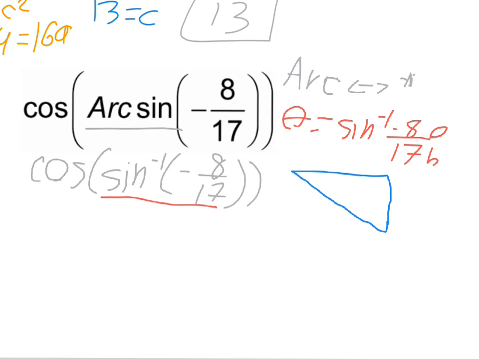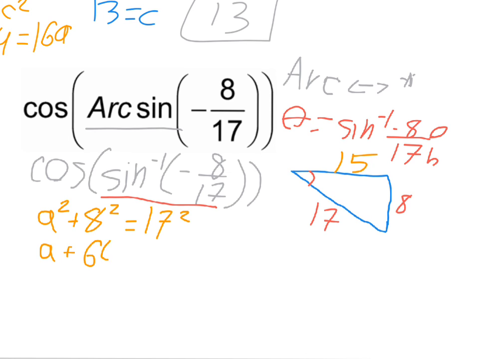In quadrant 4, I'm looking at this angle here, and I know that my opposite side is 8, my hypotenuse is 17. This is also a Pythagorean triple, with the last side being 15. But in case we don't remember how to do that, we could use our Pythagorean theorem, such that a squared plus 8 squared equals 17 squared. A squared plus 64 is equal to 289.